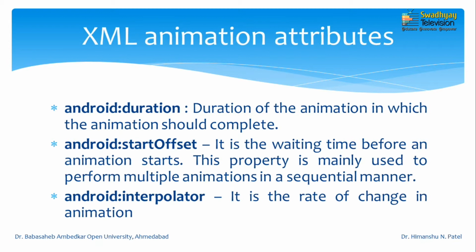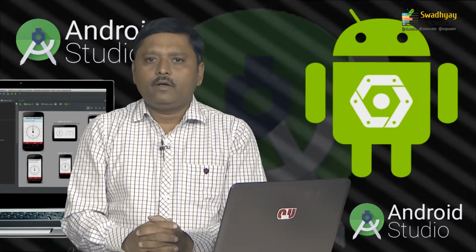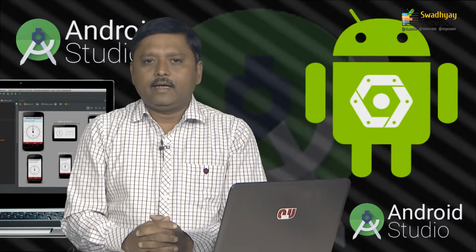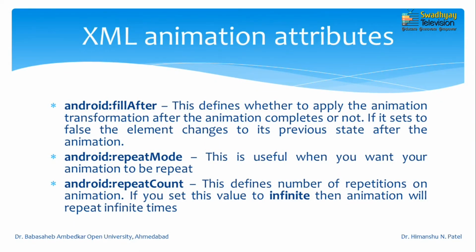Then there are predefined interpolators available. So, you can use them to specify the rate of change in animation. We will use some of them in our example. android:fillAfter defines whether to apply the animation transformation after the animation completes or not. If it is set to false, the element changes to its previous state after the animation, and if it is set to true, the last position of user interface element remains same.